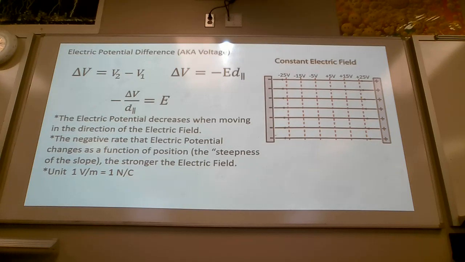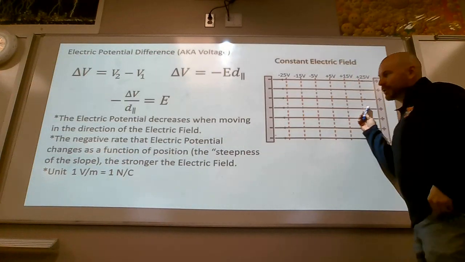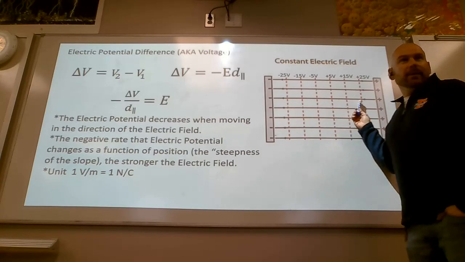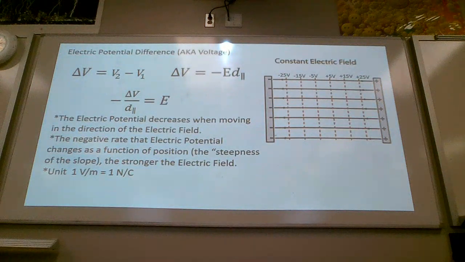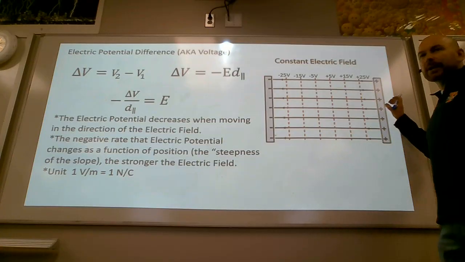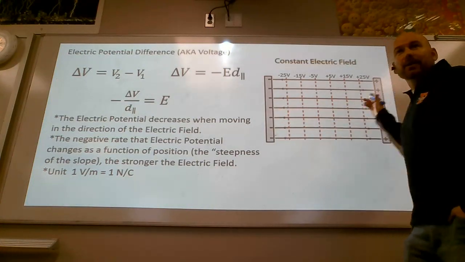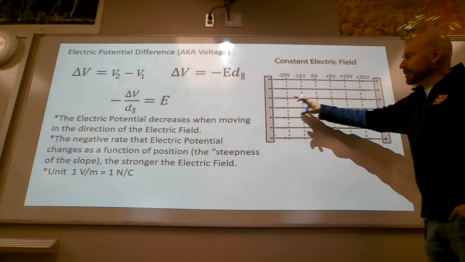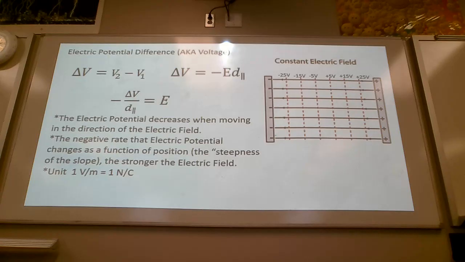If you're traveling across this landscape in the direction of the electric field, you're going to a lower electric potential. Why? Because electric fields go out of positive into negative. They're going from mountaintops to the sinkholes. Everybody good with that? Okay.